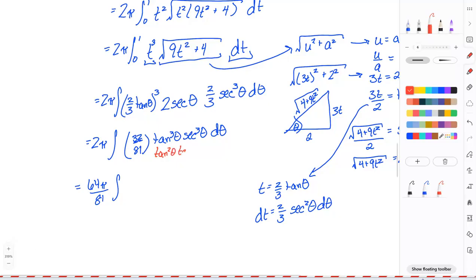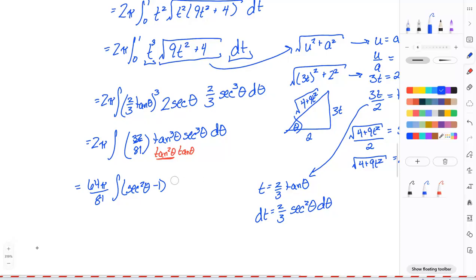Tangent squared times tangent. And then I can do a substitution for that tangent squared there. So my goal is to write things in terms of secant. So the secant's my u, and the derivative of the secant is the secant tangent. So tangent squared is equal to secant squared minus 1. And I'm going to multiply that by tangent secant.